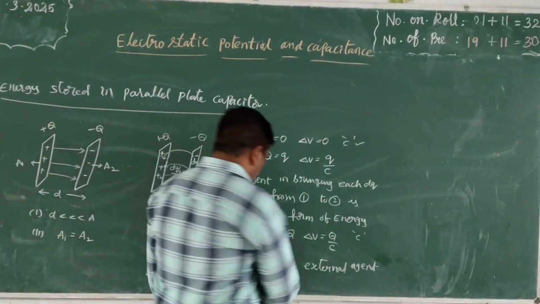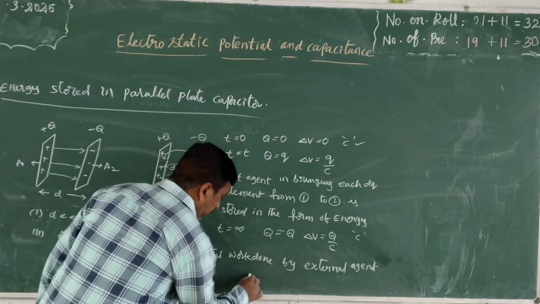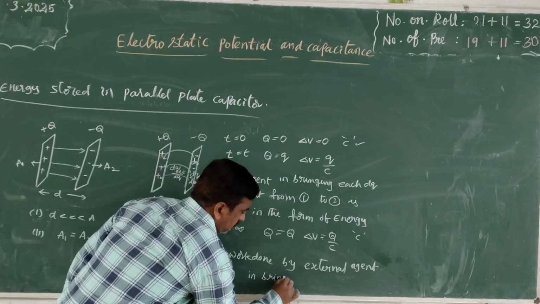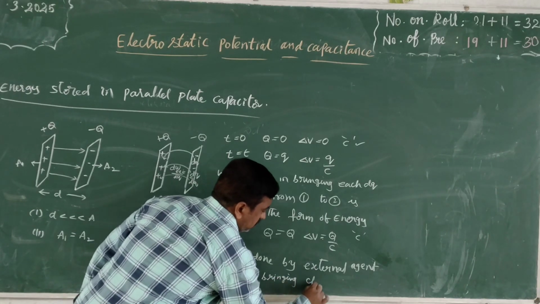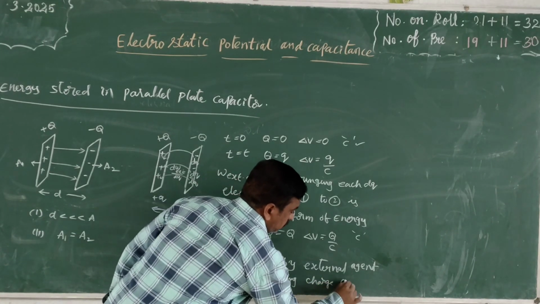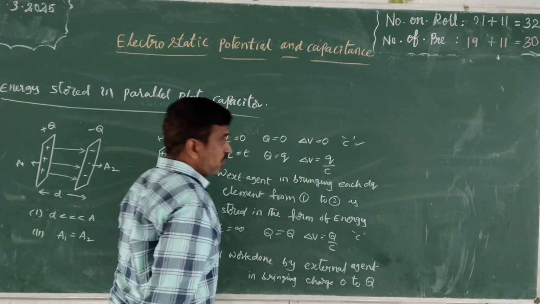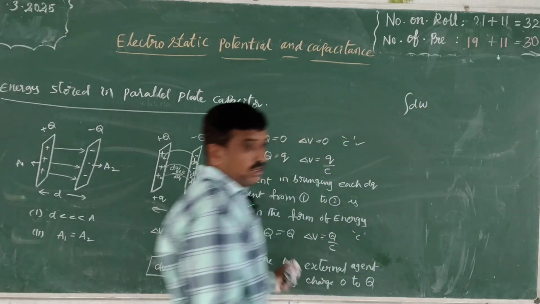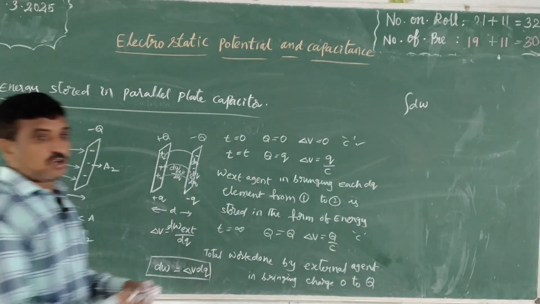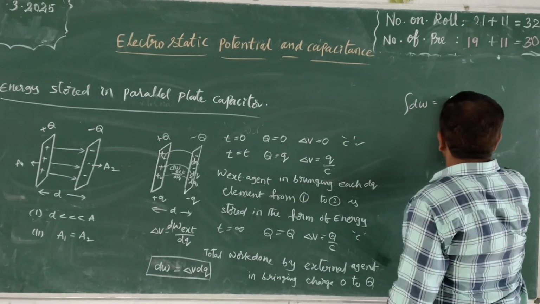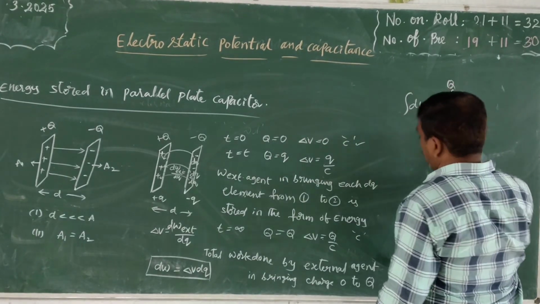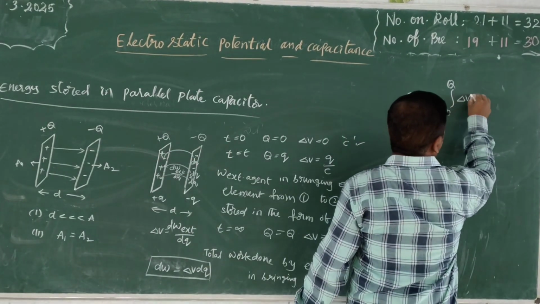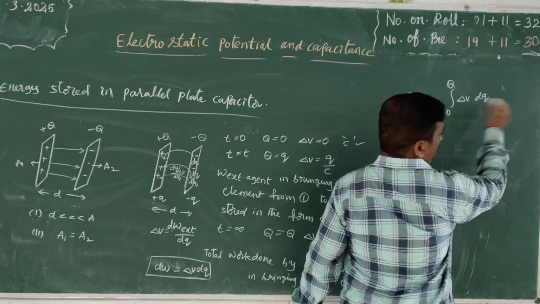See, the total work done by the external agent in bringing charge from 0 to capital Q, that we find out. We can write dW, and the integral of all dW's, we add them and get the total work done. So the total work done equals the integral from 0 to Q of delta V dq, actually q by C dq we can write.